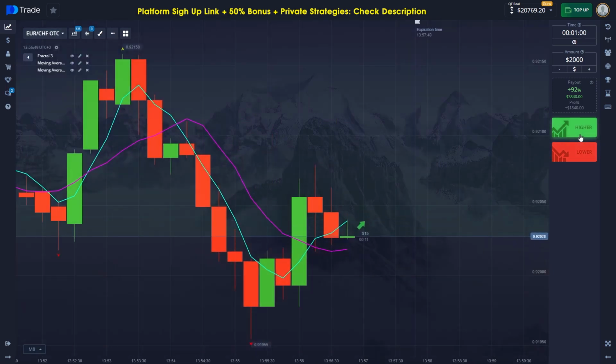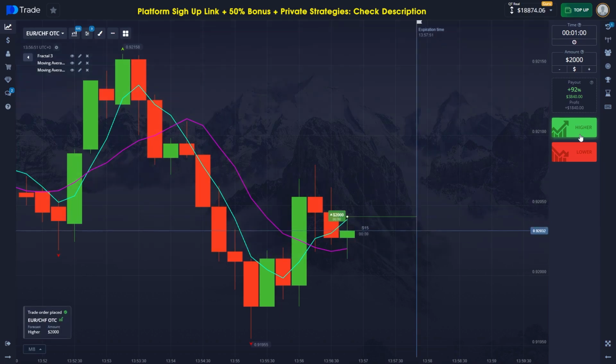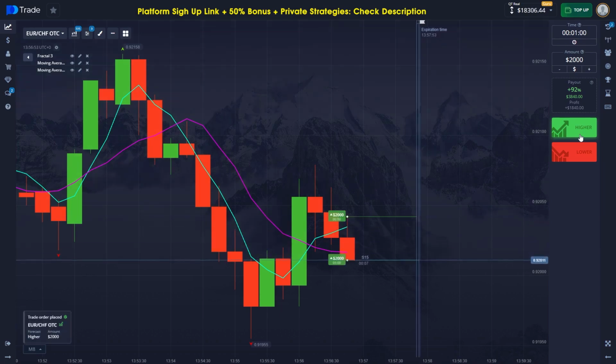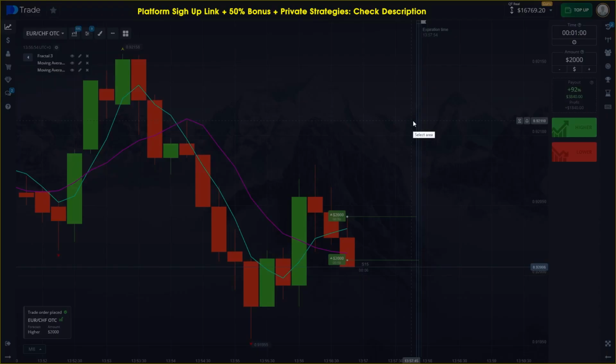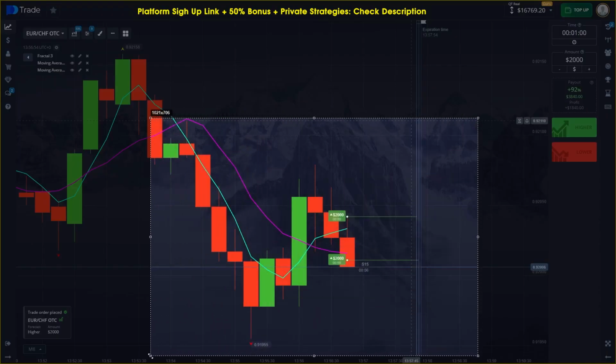Here I also open upward trades. The logic is simple and clear, and I will repeat it again, especially for you. First, pay attention to the fractal indicator. If we see a red downward arrow, it means the bearish trend has ended and an upward correction begins.